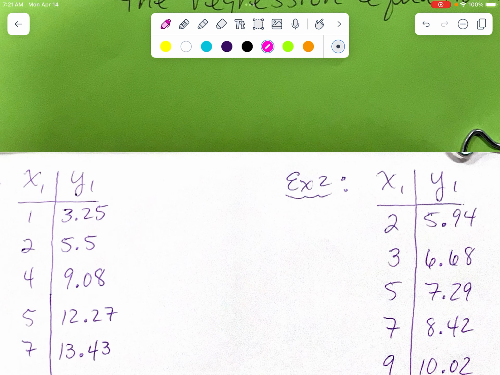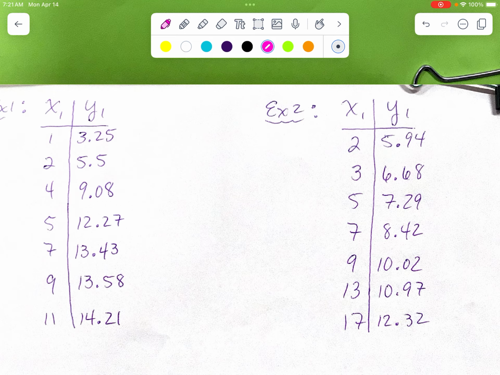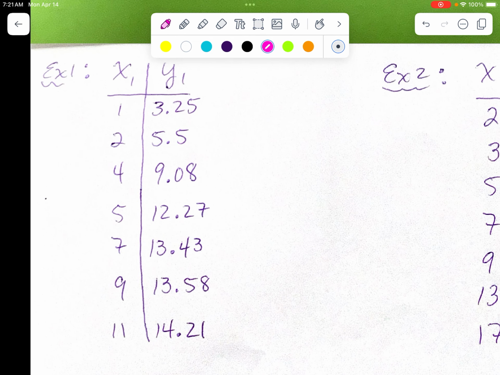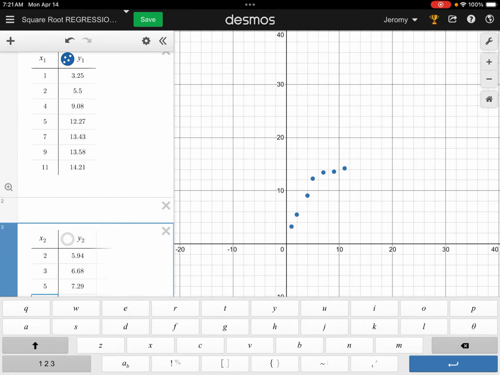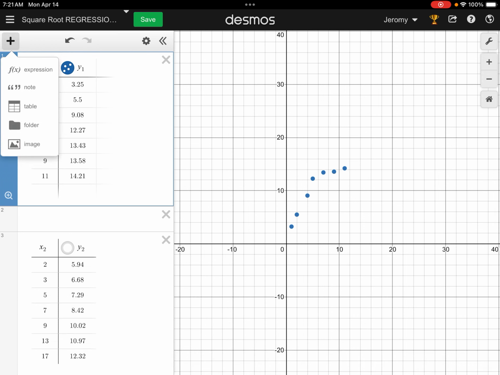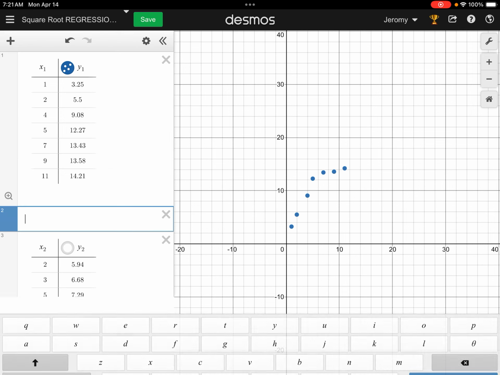So I have two sets of data here. I'm going to enter this first set of data into Desmos. I already have that done. That's the top table of data that you see in the top left corner. To enter a table of data, you just tap on the plus sign and then tap on table. I enter the x values on the left, and you see it's x1 on the left and y1 on the right.